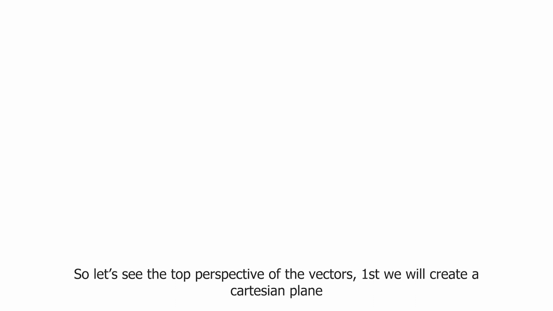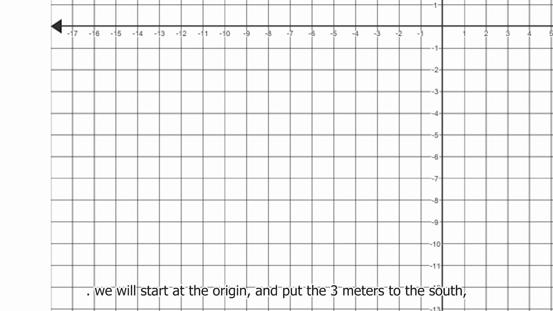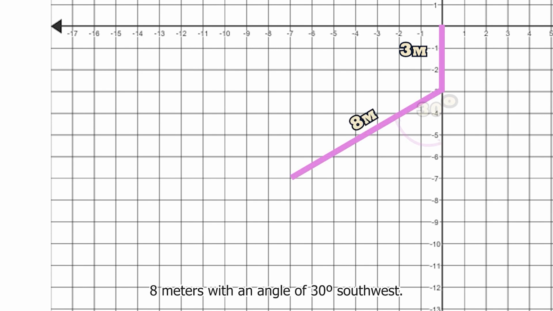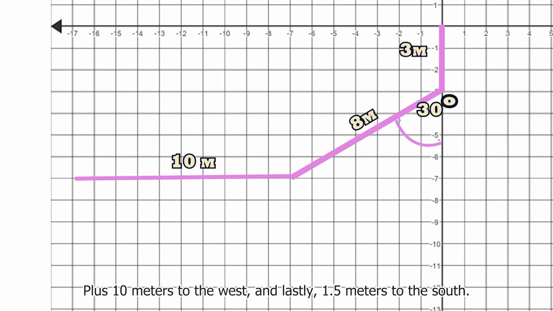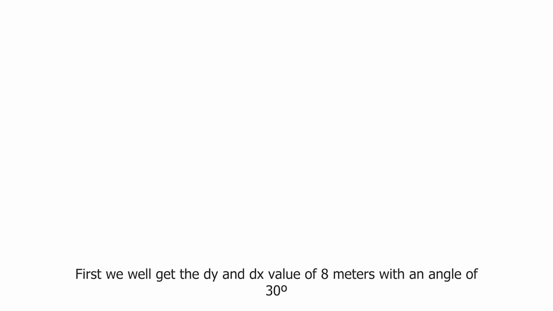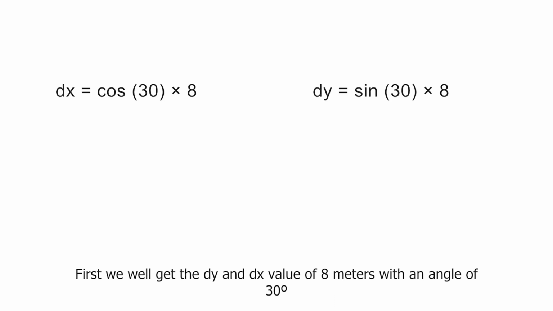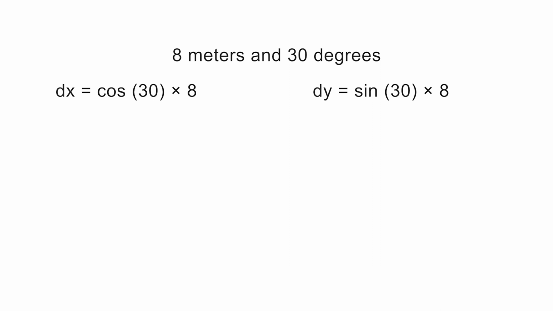So, let's see the top perspective of the vectors. First, we will create a Cartesian plane. We will start at the origin and put 3 meters to the south, 8 meters with an angle of 30 degrees southwest, plus 10 meters to the west, and lastly 1.5 meters to the south. First, we will get the dy and the dx value of 8 meters with an angle of 30 degrees. Dx is equal to cosine 30 times 8, which is 6.93. Meanwhile, dy is equal to sine 30 times 8, which is equal to 4.